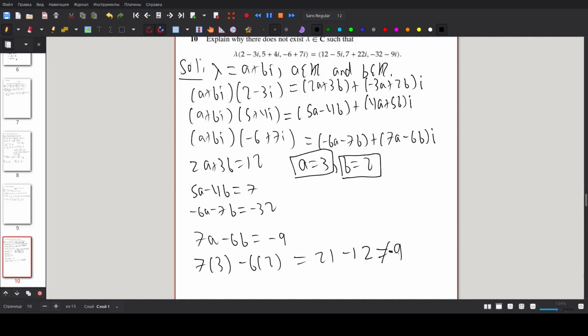So this is going to be an inconsistent system, because really this is a system of 6 equations with 2 variables. So a and b, a has to be 3, b has to be 2 for the real parts to work out. But if that's the case, then the imaginary part's not going to work out. So that's the issue. Cool.